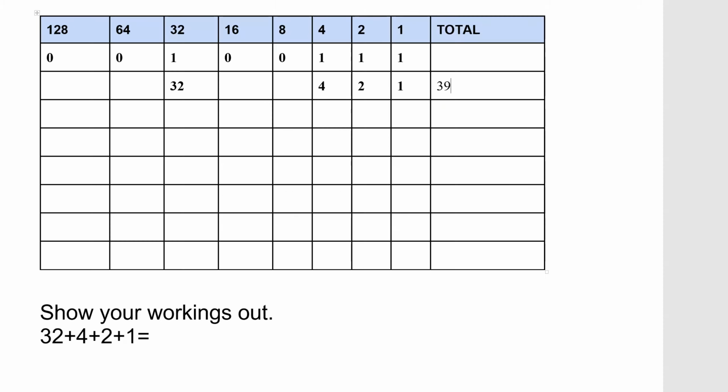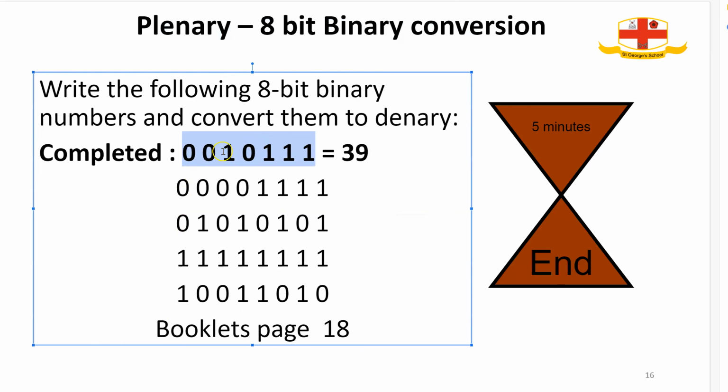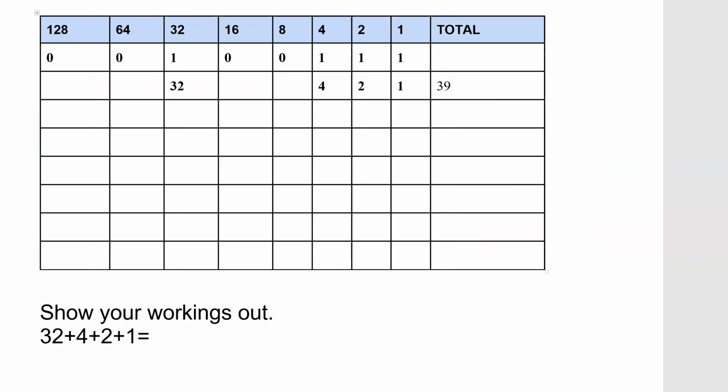Let's go back. Oop, wrong one. Here we go. So we've got 0, 0, 0, 0, 1, 1, 1, 1. Right. So what are we doing again? Think of the light bulbs if it helps. Some people pick it up straight away. Some people don't. That's fine. But we'll go through it again. So let's just highlight these here.